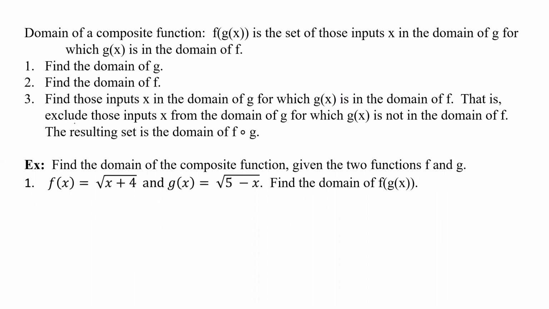So basically we're going to exclude any of the inputs x from the domain of g where g of x is not in the domain of f. And so then that resulting set will be the domain of f of g. Okay, so let's look at this one as an example here.